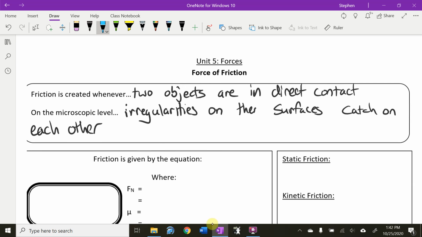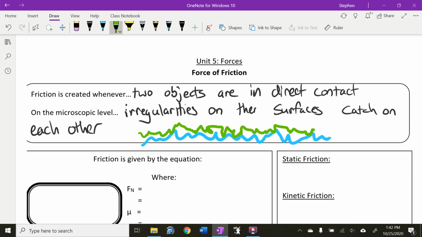So for example, if we have surface number one, we've got all these spiky points on it. Surface number two has a number of its own spiky points on it, and you can see that at some point, some of these will come in contact with each other. So that's really what we're seeing on the microscopic level. One piece is trying to move this way and one piece is trying to move this way. Those little bits are going to catch on each other, and that's what really creates the friction that we're seeing.